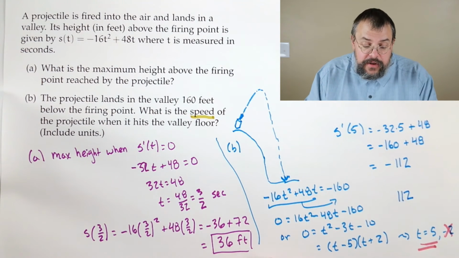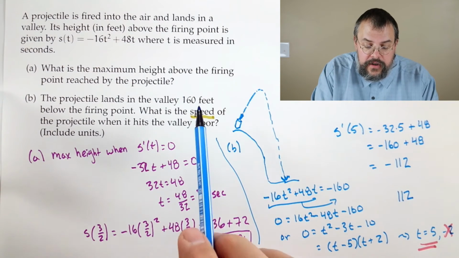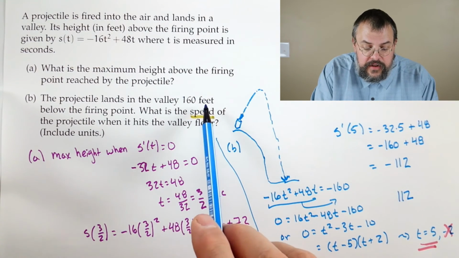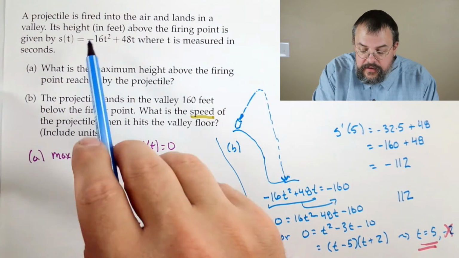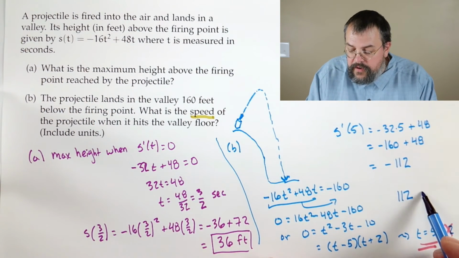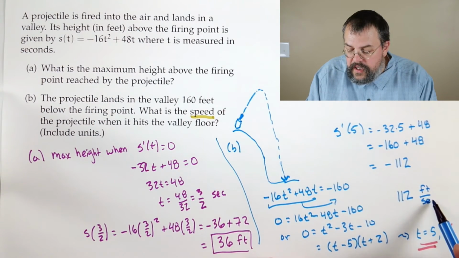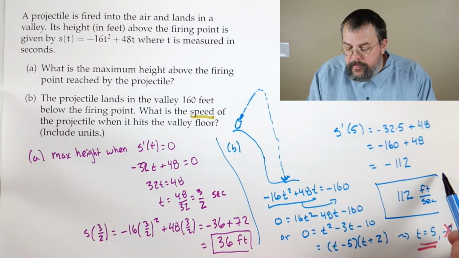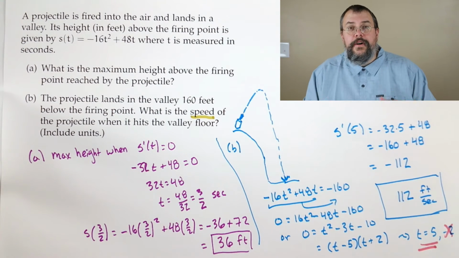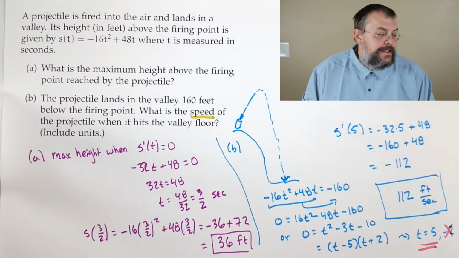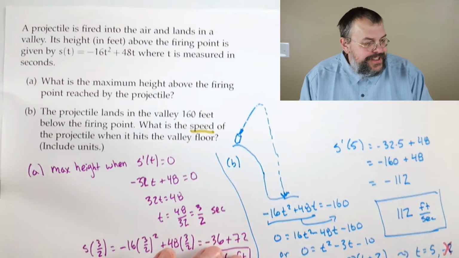And we can actually say what the units are because we know our units here: our feet are our distance, our time is seconds, and therefore it's 112 feet per second. And that's our answer for part B. All right, good, making progress.